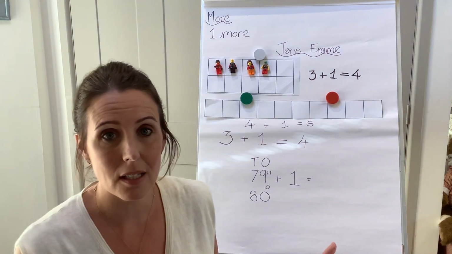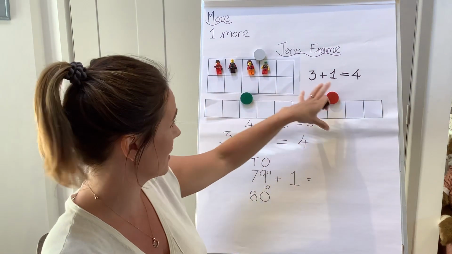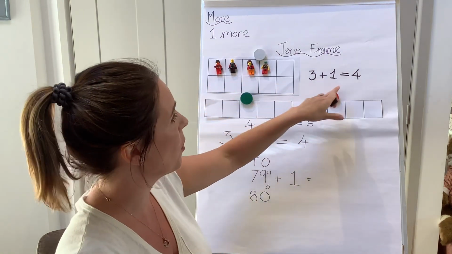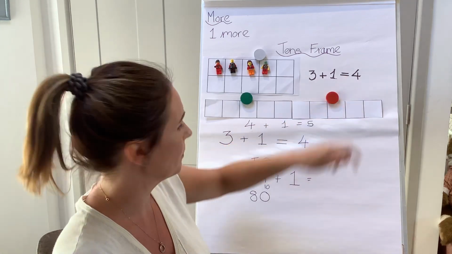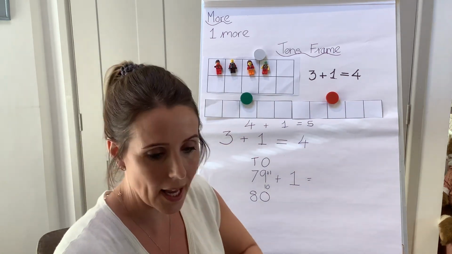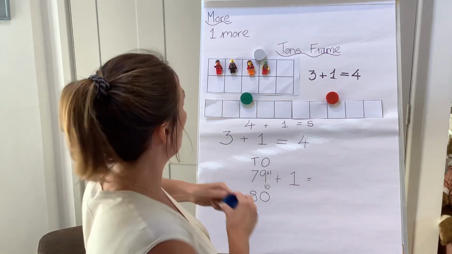So say that sentence to yourself. Make this number sentence and say it: 3 add 1 more is equal to 4. And this symbol here means equal to. We can do the same again. We can use 4 counters.